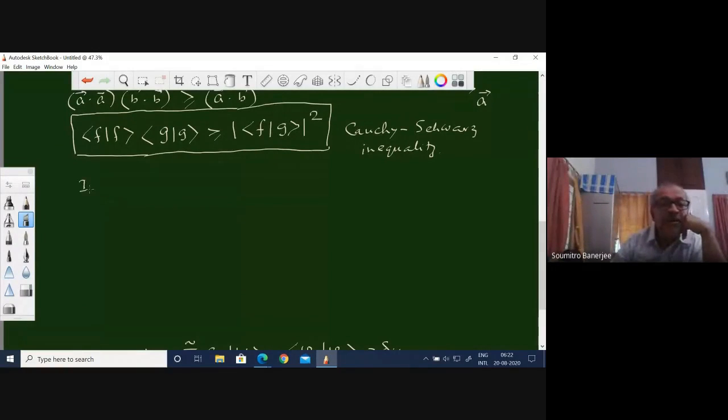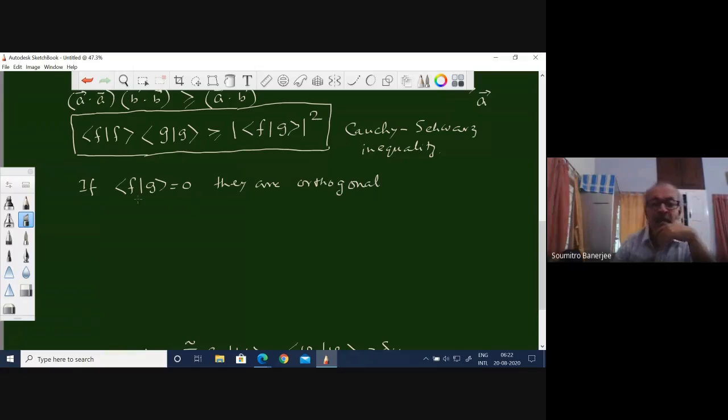Now, if we have a situation where this is equal to 0, then what do we say? We say they are orthogonal. And in order to call it orthonormal, their individual magnitudes have to be unity.